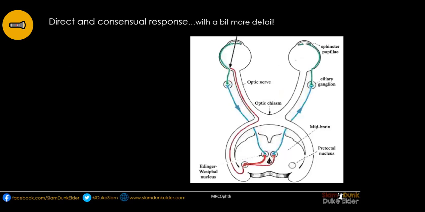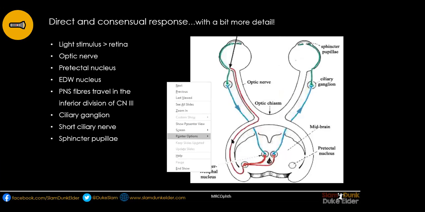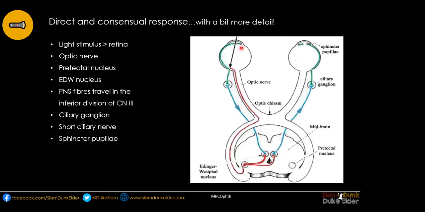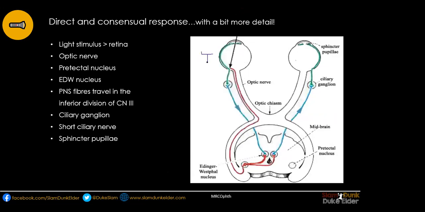Okay. So we're going to talk about what causes the direct and consensual response. As you can see here, you've got a light stimulus, which is hitting the temporal side of the retina. I'm just going to annotate quickly. So we've got the temporal side and the nasal side.